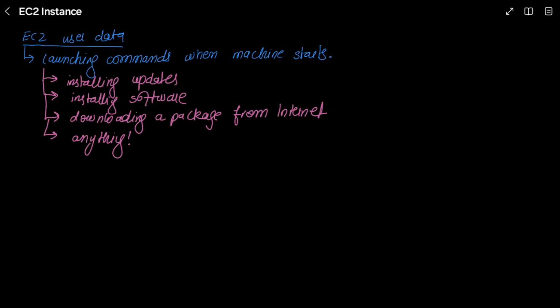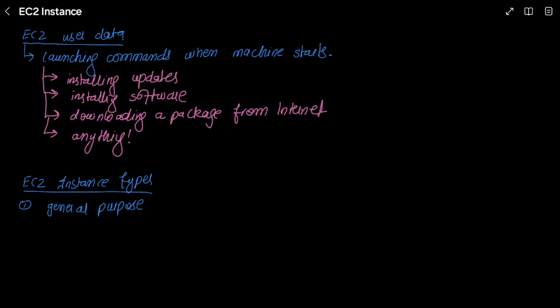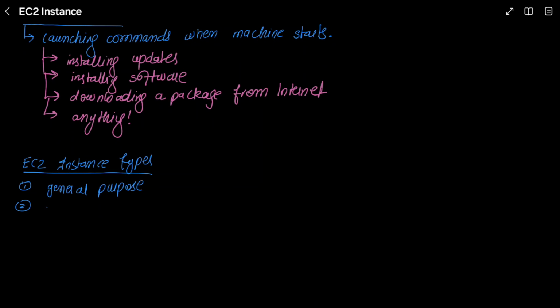So finally, let's talk about EC2 instance types. Now, this one is, I believe, the most important topic in terms of the exam. Starting from the first, we have general purpose. We have memory optimized. And all of these different types are basically suitable for specific use cases or specific infrastructure types.